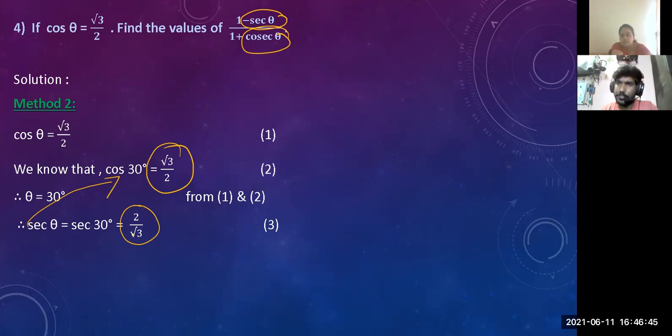Clear up to here? Yes. And then in one trigonometric ratio, if you have to find cosec, then you can use cot. That is the identity. 1 plus cot square theta is equal to cosec square theta. This is the identity. But this method I'm showing without using identity.